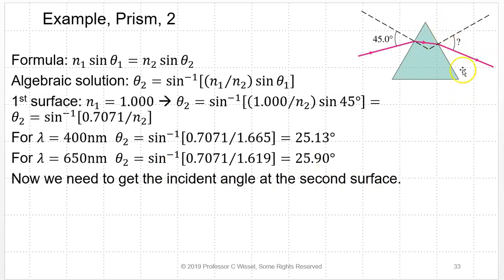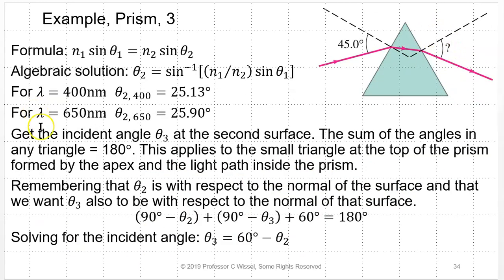Now we need to get the incident angle at the second surface. So we need the incident angle at the second surface, and you probably remember this from geometry: the sum of the angles in any triangle is 180 degrees. Of course, this is an equilateral triangle, so this is 60 degrees, that's 60 degrees, that's 60 degrees. And there's another little triangle in here that consists of the apex of this prism plus this angle here and that angle, which is set up by the path of light through the prism.